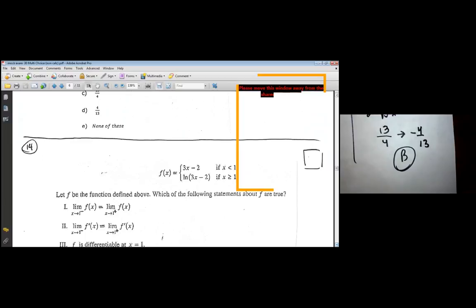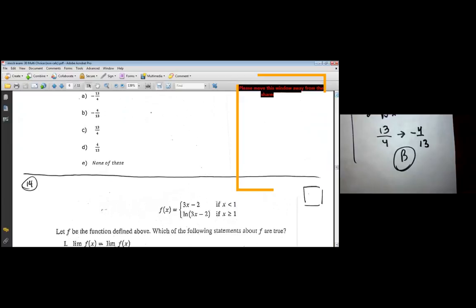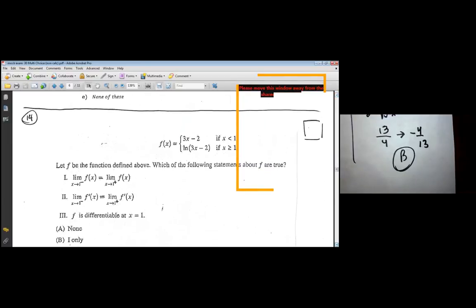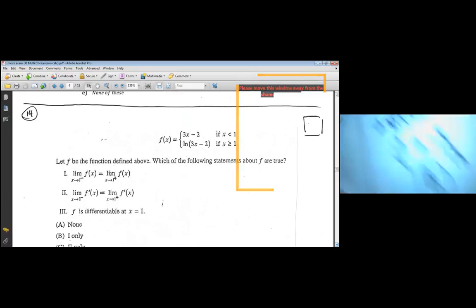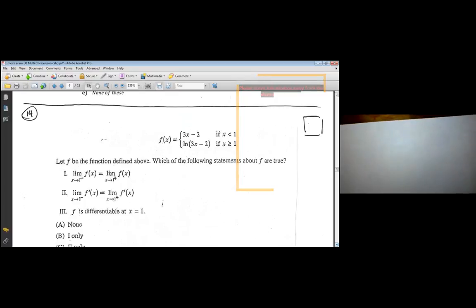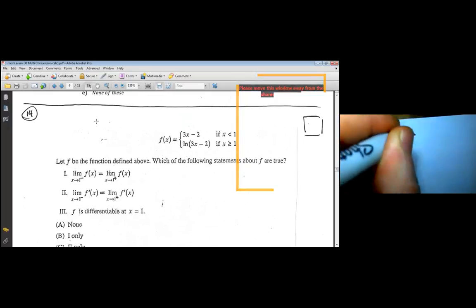Okay, functions defined above, which of the following statements are true? Okay, so we've got two functions again up there. We want to know what's true. So just go through each one of them one at a time, see what we get. So for the first one, the limit from the left is the same as the limit from the right. Let's plug in one and see what we get. That would be one up top. And on the bottom, what happens if we plug in one? That's going to be natural log of one, but natural log of one is equal to zero. So those don't match up. So one, no good.